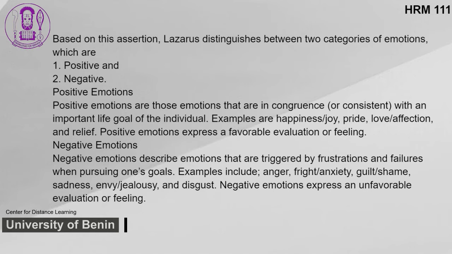Positive emotions. Positive emotions are those emotions that are in congruence, or consistent, with an important life goal of the individual. Examples are happiness/joy, pride, love/affection, and relief. Positive emotions express a favorable evaluation or feeling. Negative emotions. Negative emotions describe emotions that are triggered by frustrations and failures when pursuing one's goals. Examples include anger, fright/anxiety, guilt/shame, sadness, envy/jealousy, and disgust. Negative emotions express an unfavorable evaluation or feeling.